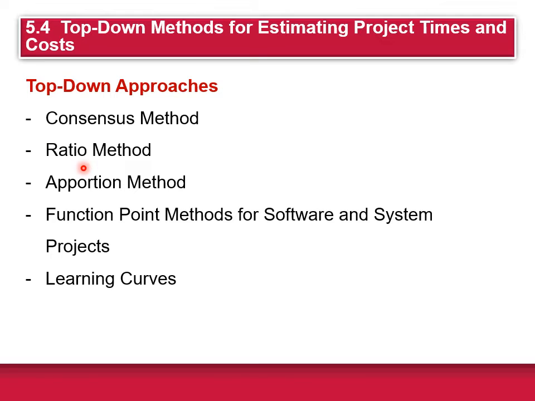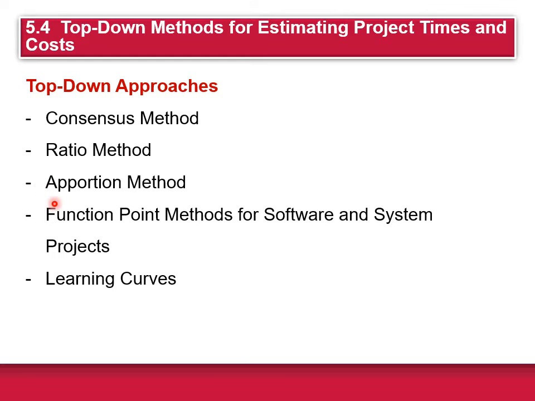The second is what's called the ratio method. This uses ratios to estimate project times or cost. You see this a lot in construction where they use, for example, the number of square feet to estimate the cost and time to build a house. For example, if a house of 2,700 square feet might cost $160 per square foot, you can simply multiply 2,700 feet by $160 per square foot, and you come up to $432,000. So that's an example of the ratio method.